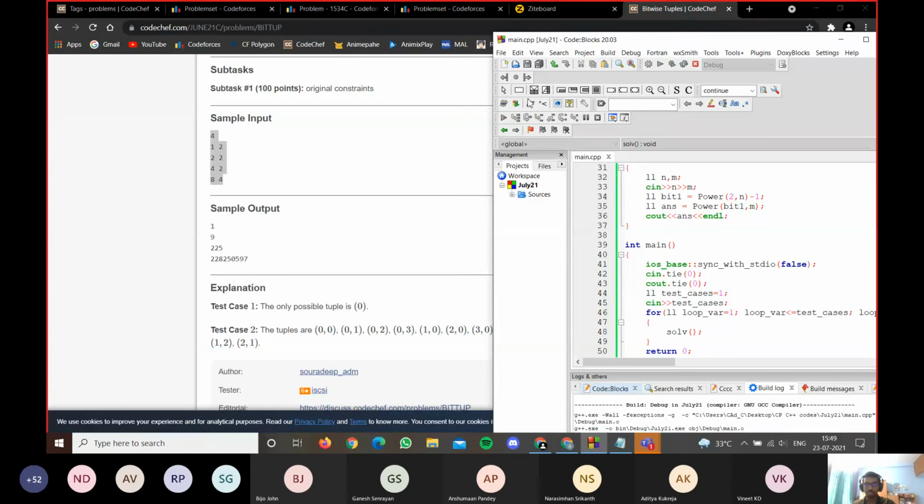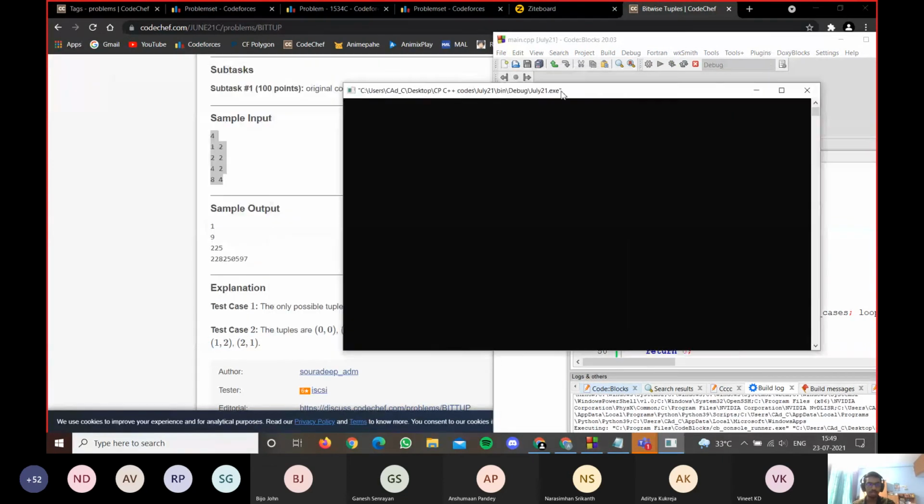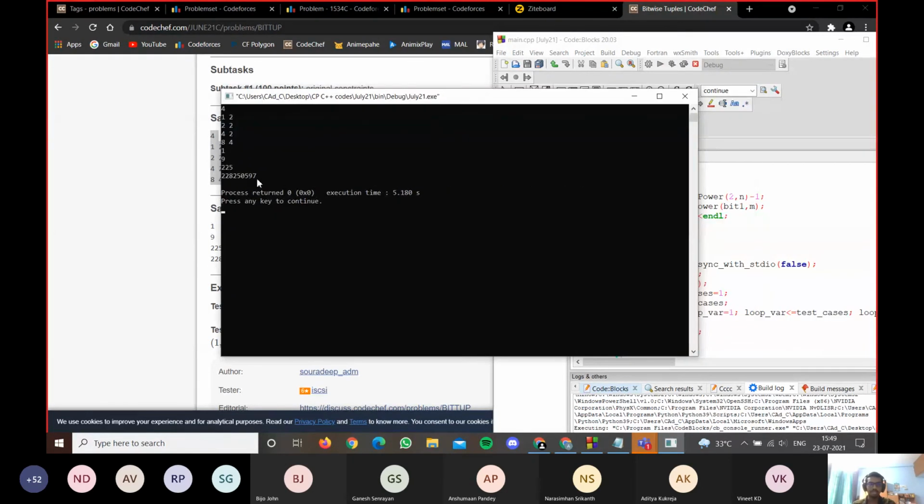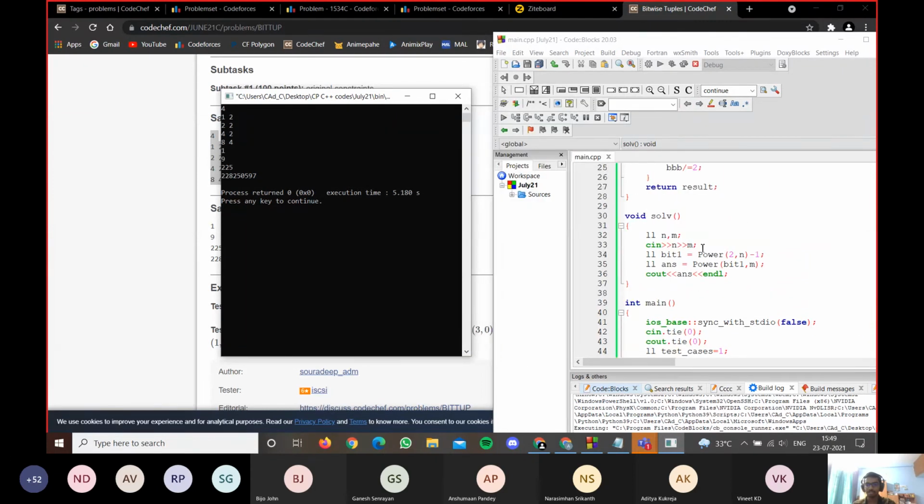Yep, it should work. You have to give an enter. Yep, so 1, 9, 25, and some big number. So generally when these big numbers match, your code is correct. So that's an illustration of how you use power.